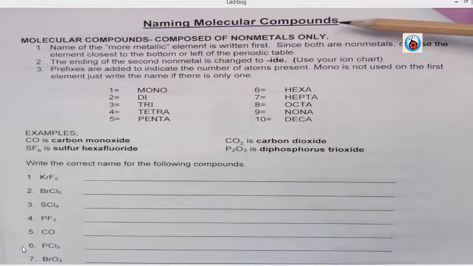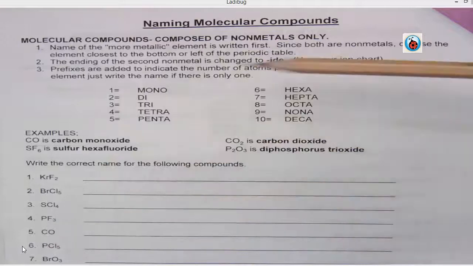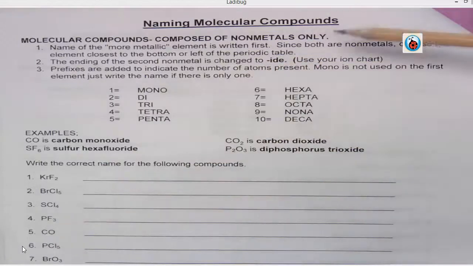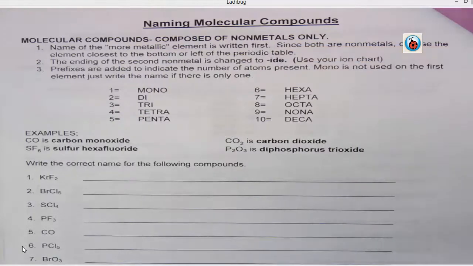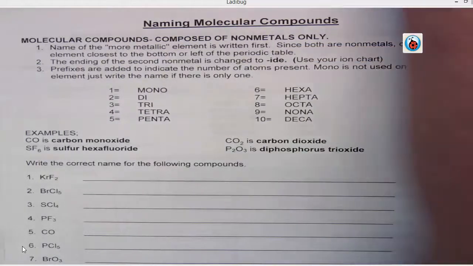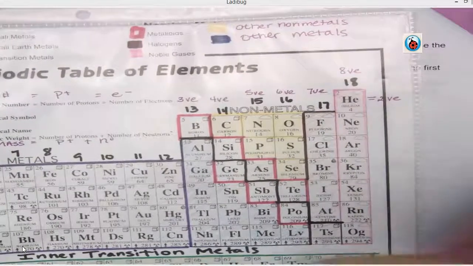Okay, here we're going to name molecular compounds. So this time we have the formula and we're writing the name. The name of the more metallic element is written first. That's how we determine who goes first on these. Since both are nonmetals, choose the element closest to the bottom or left of the periodic table. So let's remember the more metallic atoms are down and to the left, okay?